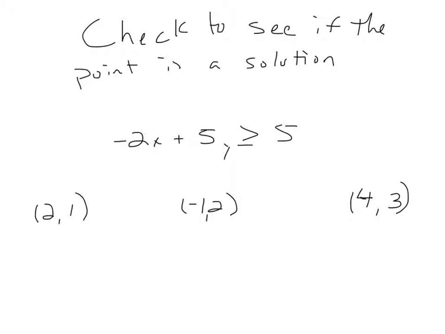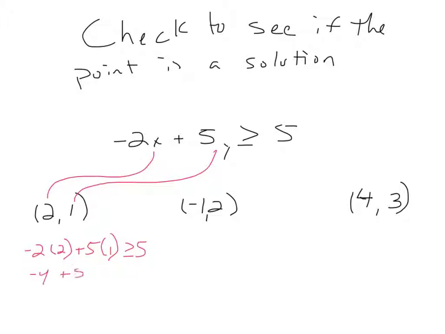Okay, so let's check to see if you are right. If you did it correctly, you plugged in your x and your y, and you solved. At the end, if the answer is true, it is a solution. If it is not true, it is not a solution. Okay? So if I look at this x here, my x is 2. I'm going to plug that in. My y is 1. Plug that in. So I have negative 2 times 2 plus 5 times 1. That's going to be greater than or equal to 5. Negative 4 plus 5. And my answer of 1 is greater than or equal to 5.